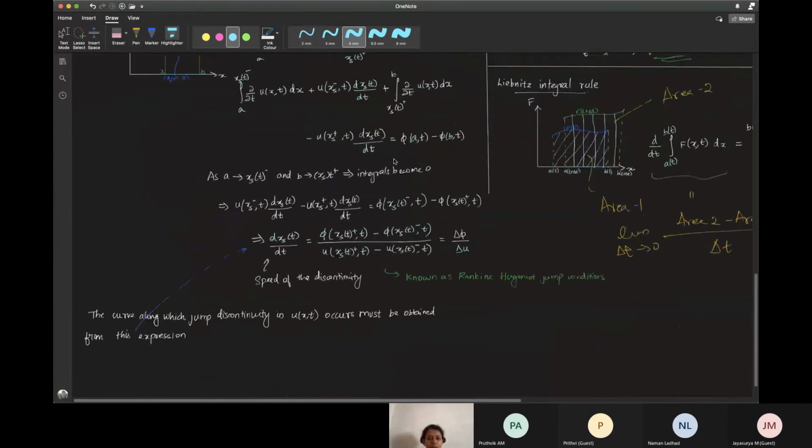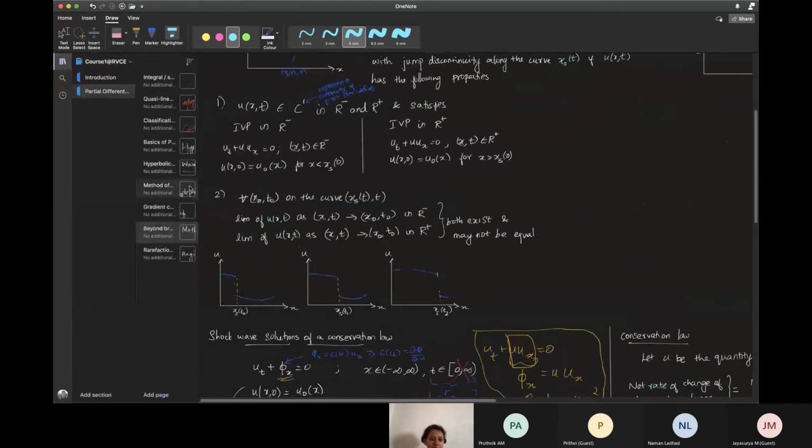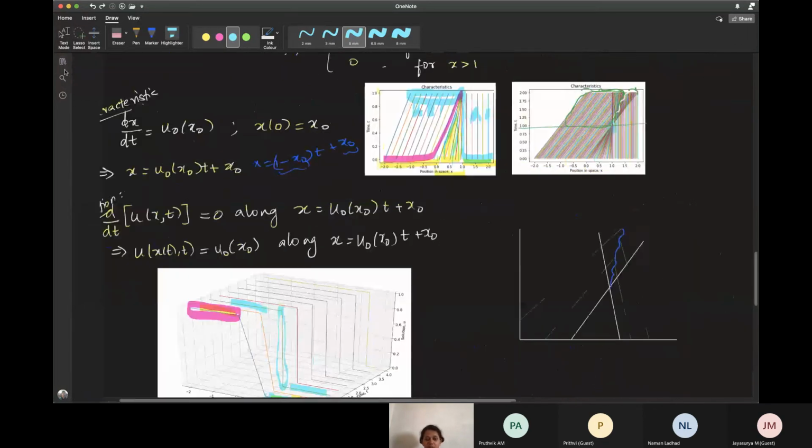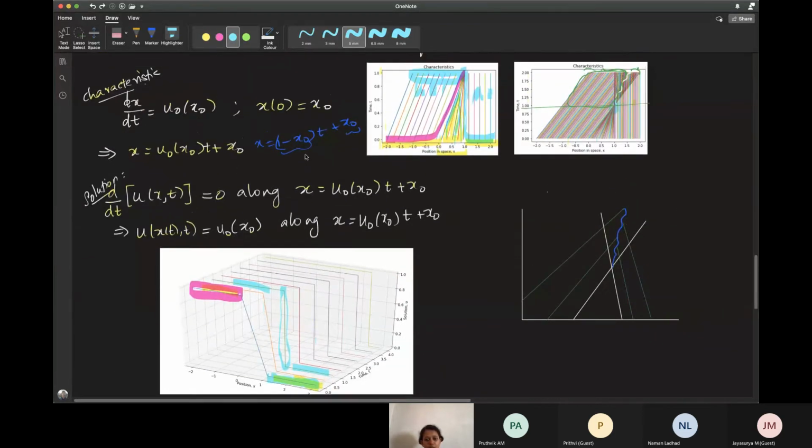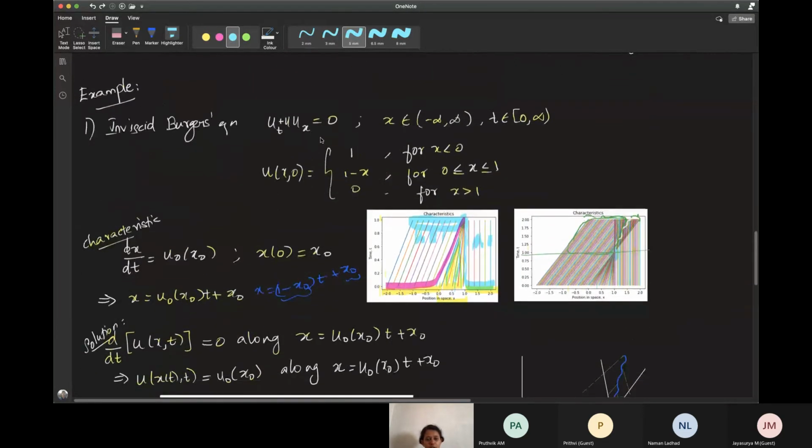So now let's move on to the example which we saw last time. This is the inviscid Burgers equation. Here you had x moving between minus infinity and infinity and t between 0 and infinity. We had such an initial condition: for x less than 0 we had 1, for x greater than 0 we had 0, and between 0 and 1 we had 1 minus x.